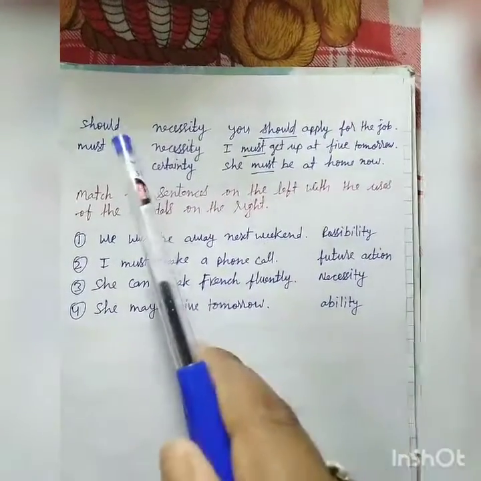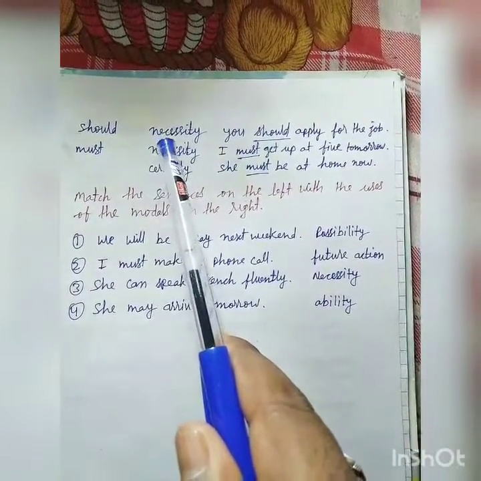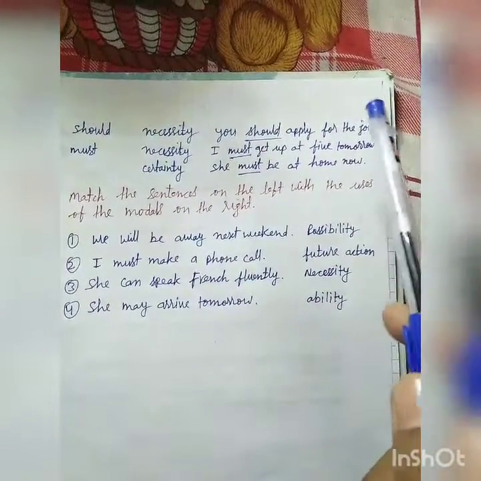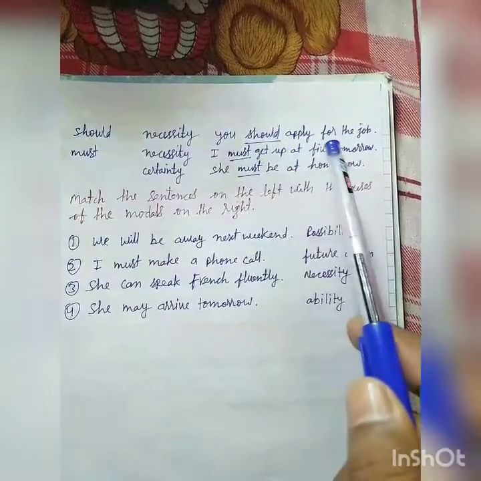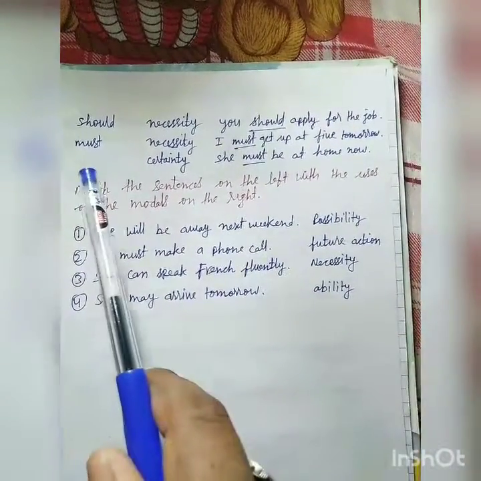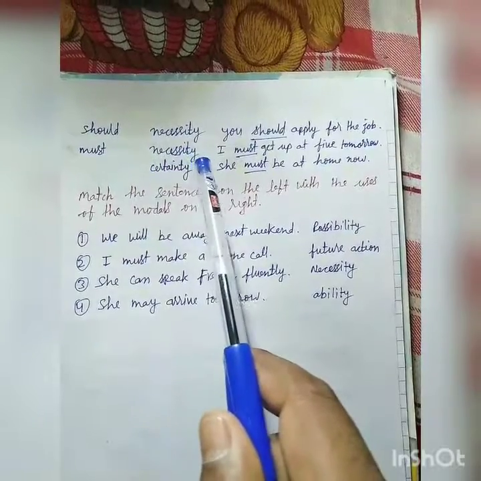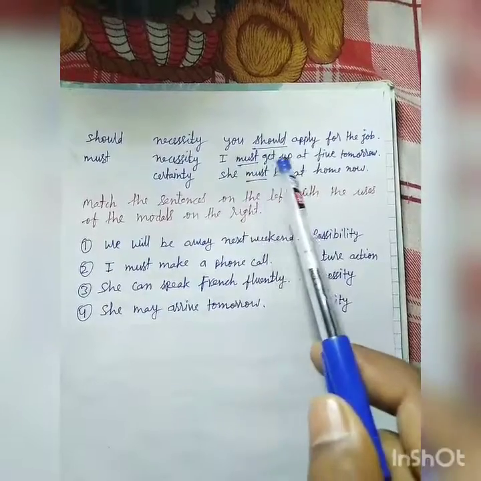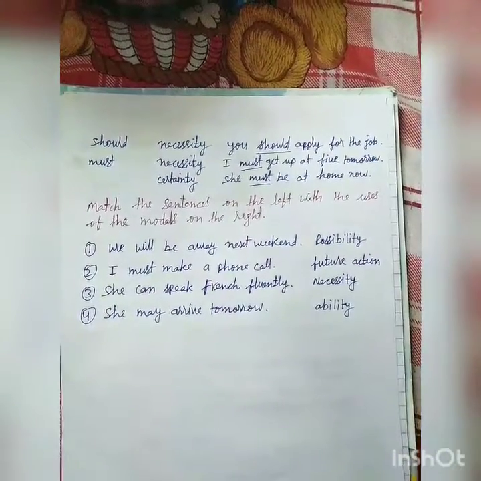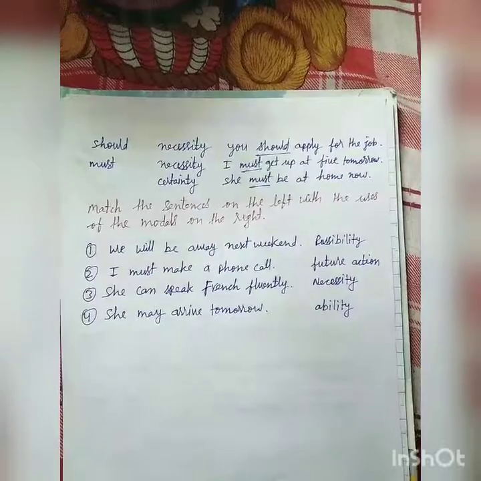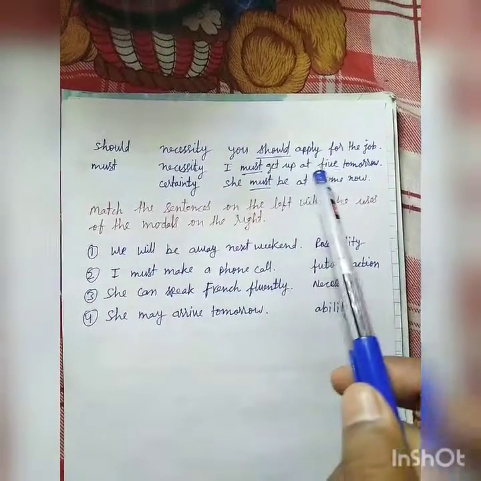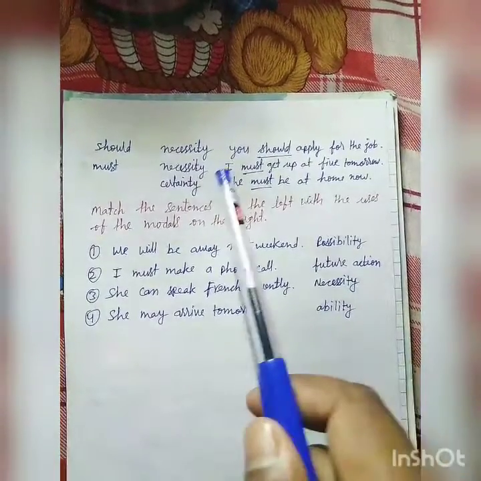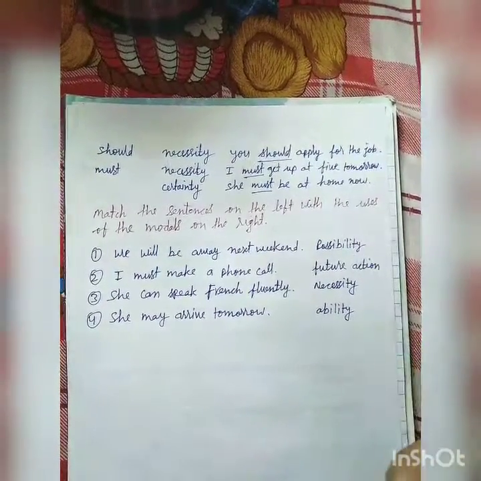Next one is should. Should is used for necessity. For example, you should apply for the job. Here the person is making a compulsion to apply for the job. Must. Must is used for necessity, like should. For example, I must get up at 5 tomorrow. Must is also used for necessity or compulsion to get up at 5 o'clock tomorrow. It means the work is compulsory at 5 tomorrow.